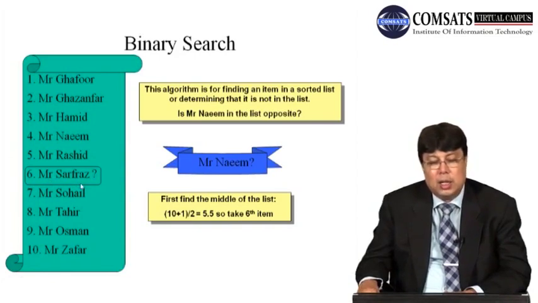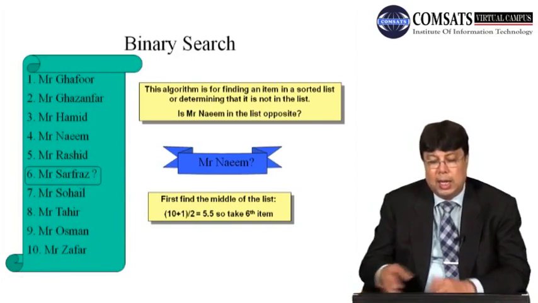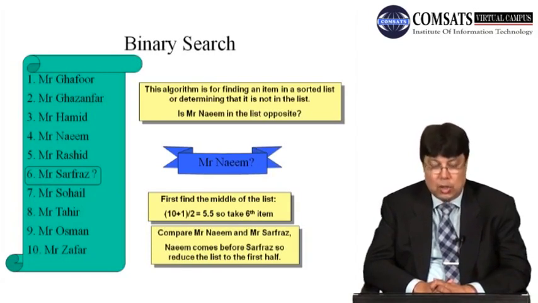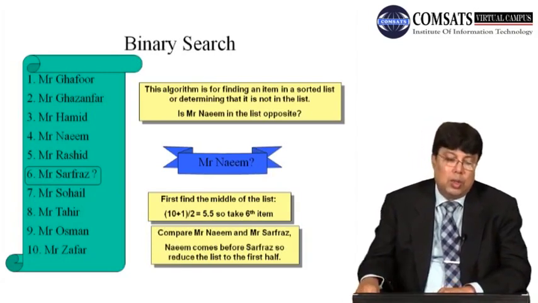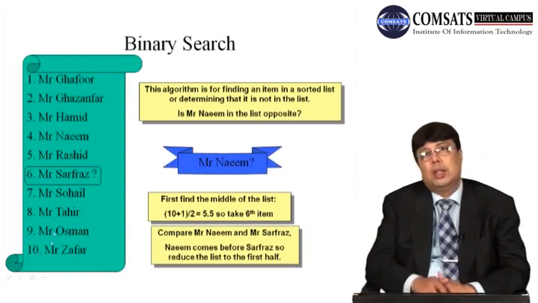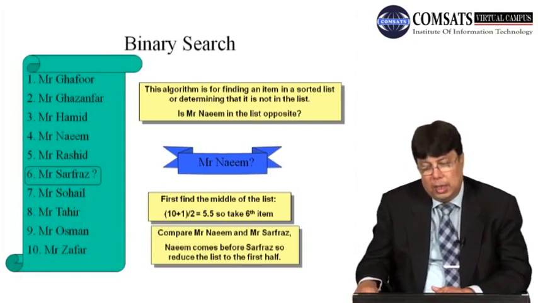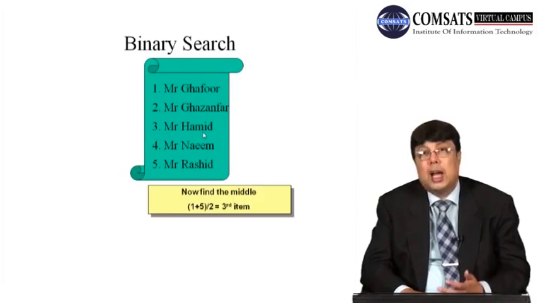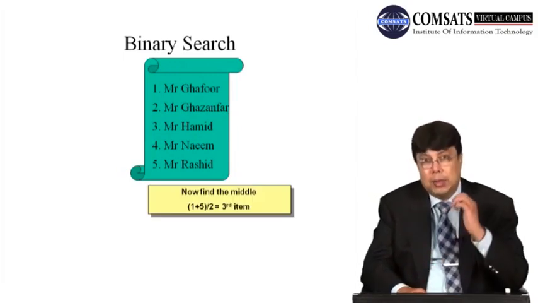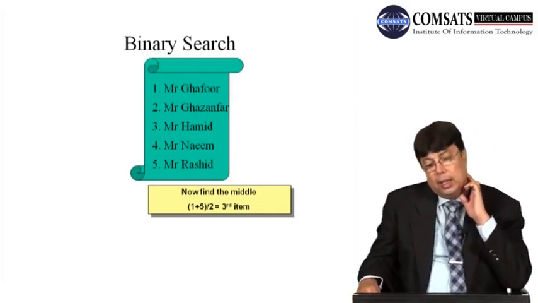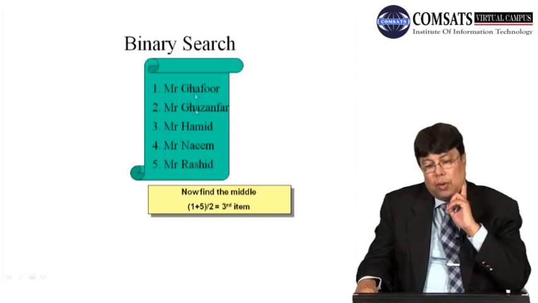So what do we say? We say that Mr. Naeem and Mr. Sarfraz, Naeem comes before Sarfraz, n is less than s. So what should we do? We should discard the remaining part of the list. Now the size of the list should remain half. So now the size of our list is, this time instead of 10, 5, and we have here 1, 2, 3, 4, 5.